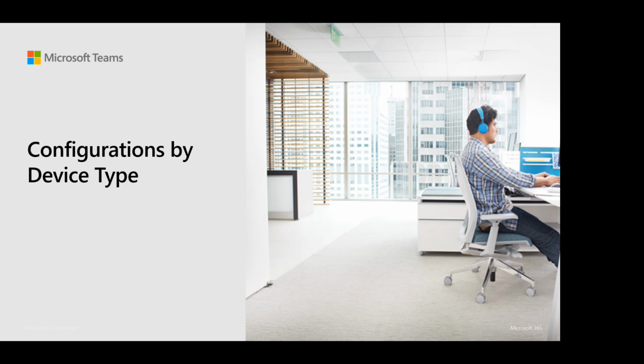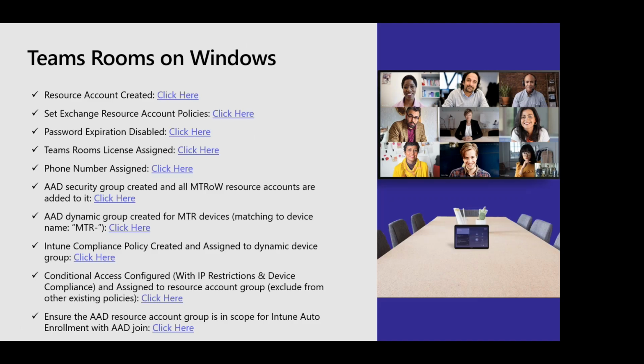So now we're going to talk about configurations by device type, right? We're going to go through a number of devices. We're going to talk about what's needed to implement those devices as well. So let's go ahead and get started on that. And the first one up is Teams Rooms on Windows, that is.